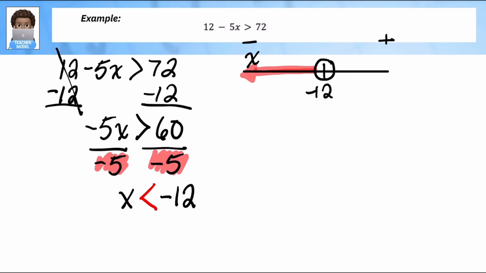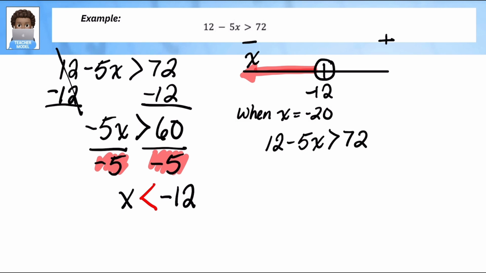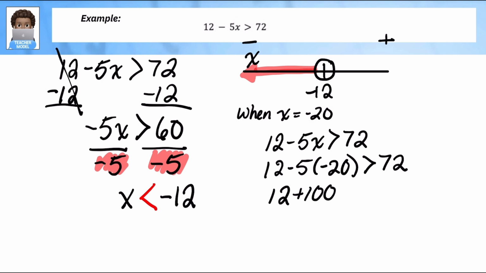Let's try this and actually just choose a number. Let's choose -20 and let's see if it's true. So I'm going to take my original inequality and now I'm going to substitute -20. All right, let's distribute. -5 times -20 is +100. So 112 is greater than 72. So this is a true statement.